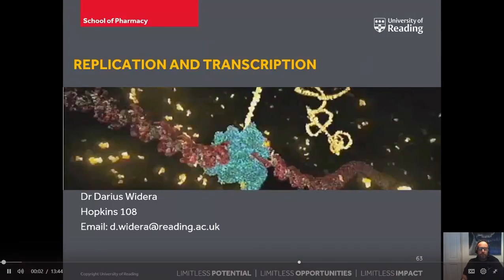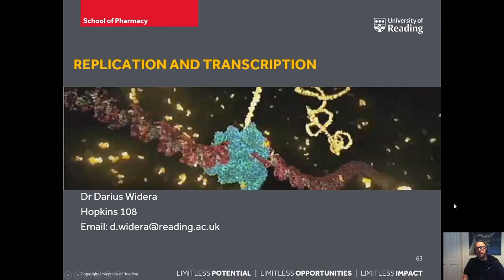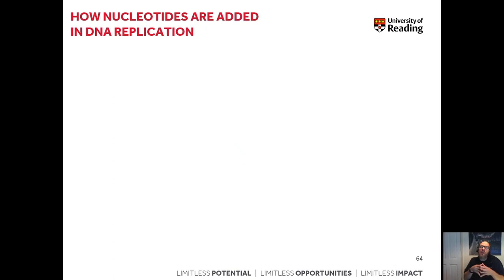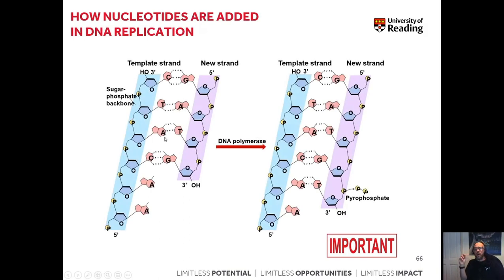Welcome back, everyone. After we have learned that replication itself is semi-conservative, let us have a closer look at the details of this process. So, how are nucleotides added in DNA replication? In order to understand this, you need to remember that DNA molecules do have polarity. So our DNA strands have a 3' and 5' end. And please do keep in mind that the strands within the DNA are antiparallel.